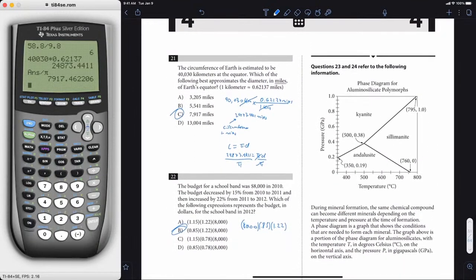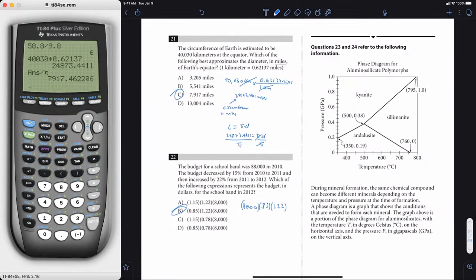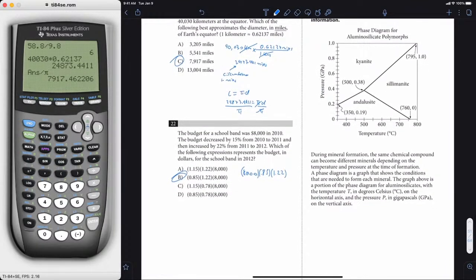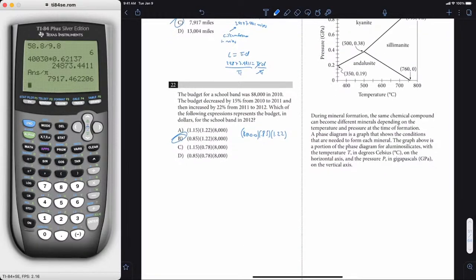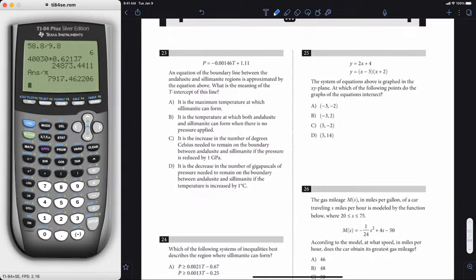Alright, 23 and 24 refer to the following information. During mineral formation, the same chemical compound can become different minerals depending on the temperature and pressure at the time. A phase diagram is a graph that shows the conditions that are needed to form each mineral. The graph above is a portion of the phase diagram for aluminosilicates, with gigapascals on the vertical axis. An equation for the boundary line between the Andalusite and Sillimanite regions is approximated by the equation above.